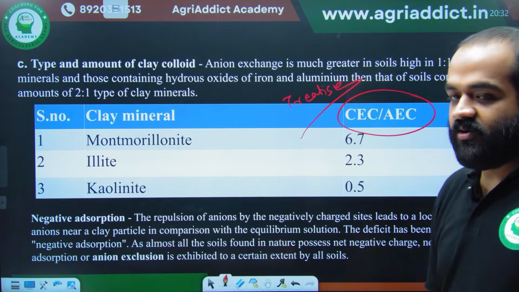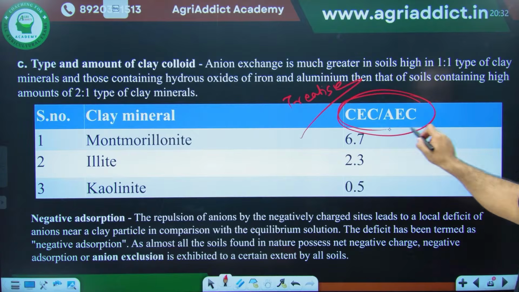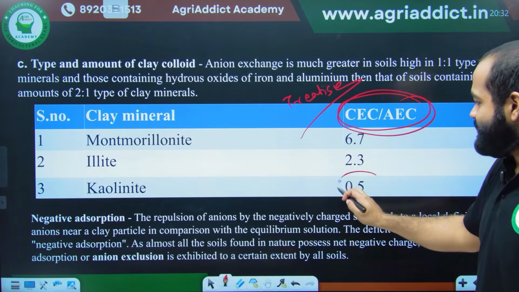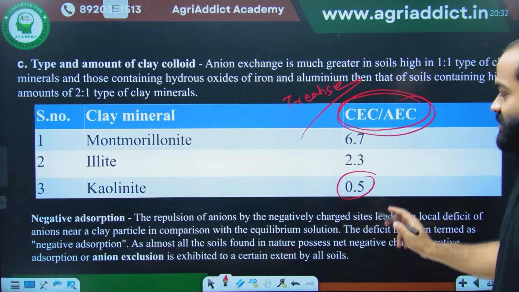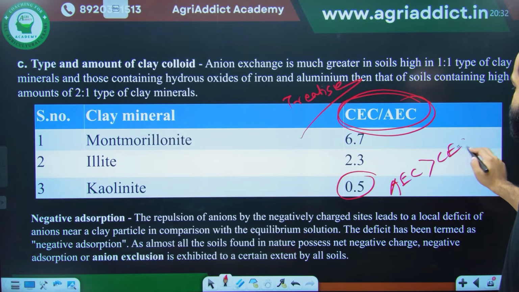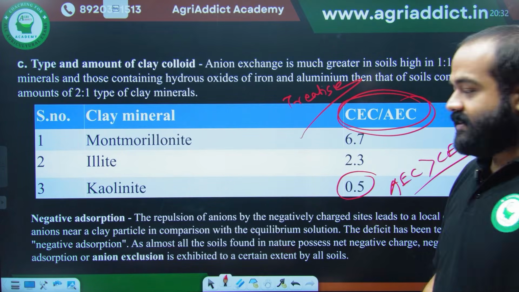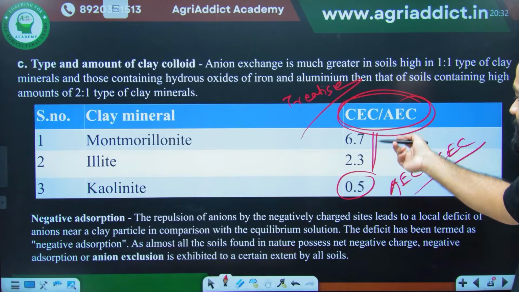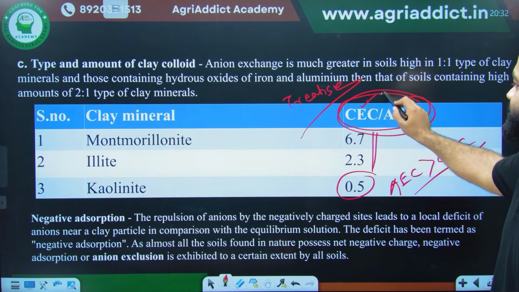So please be very thorough with this. This is the ratio of CEC to AEC. Here you can see kaolinite has less than 1. Less than 1 indicates what? Less than 1 indicates AEC is greater than CEC for kaolinite. And for this you can see it is more than 1. That means CEC is greater.